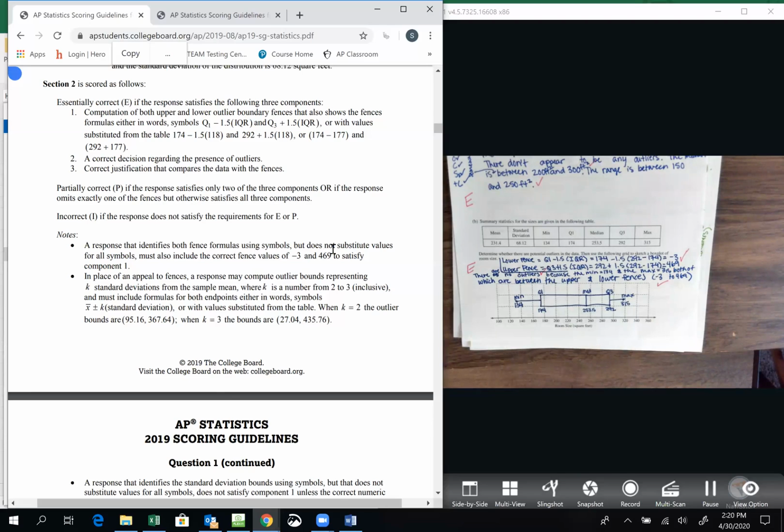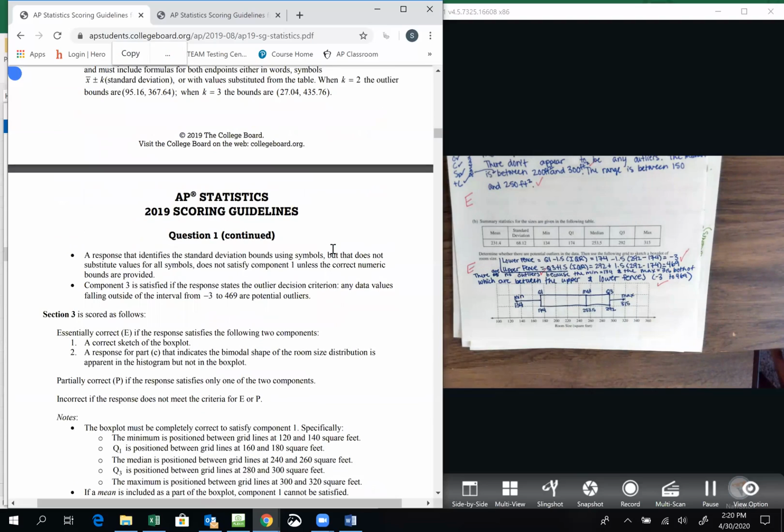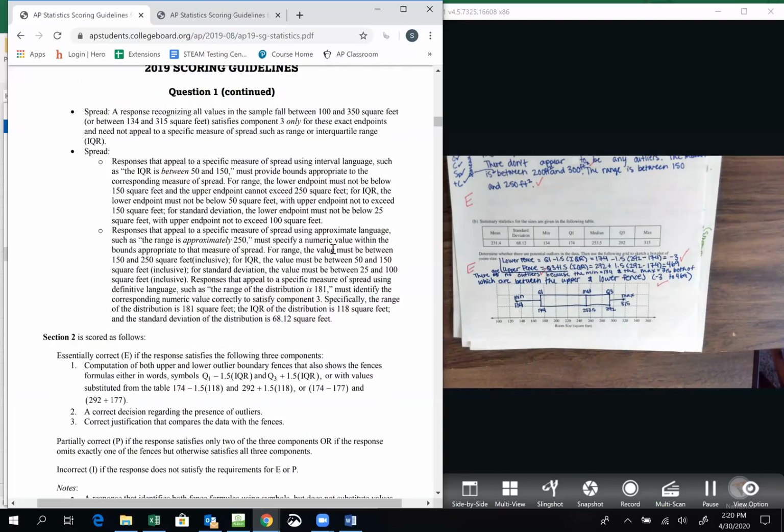Okay, we didn't do this, so I'm sure you didn't do that. No, we didn't do anything with the standard deviation, so we're going to ignore all of that. Okay, I think that covers everything.